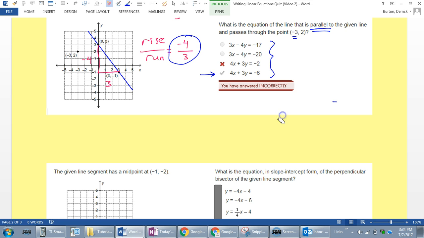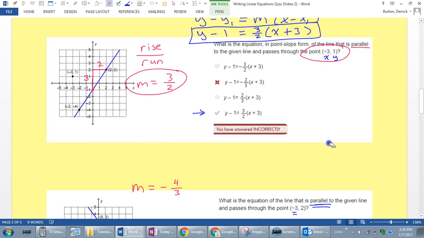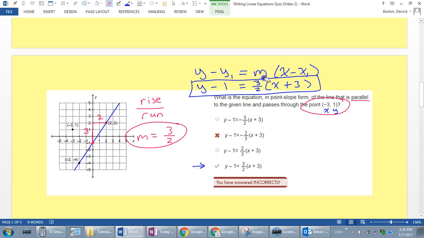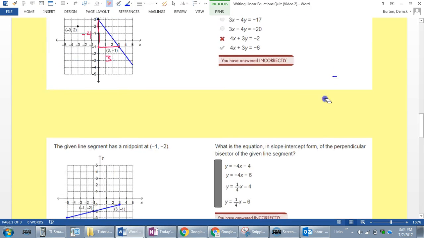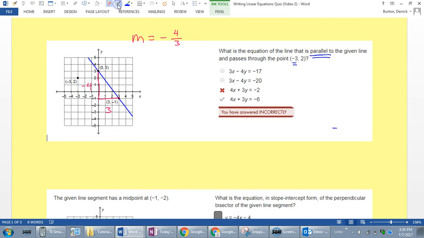Alright, now notice, I'm going to do this really, really fast. Just now I used that other form of the equation, y minus y1 equals m times x minus x1. But if you had wanted to, you could have done y equals mx plus b. You had the slope, and you have a point at x and y. So you could have gone like this: 2 is equal to negative 4 over 3 times negative 3 plus b.